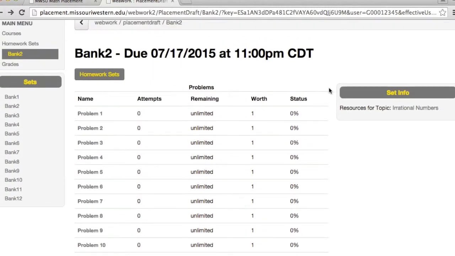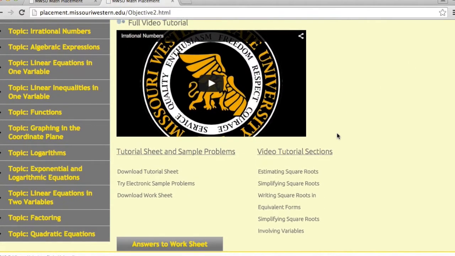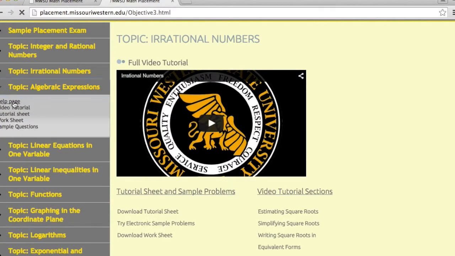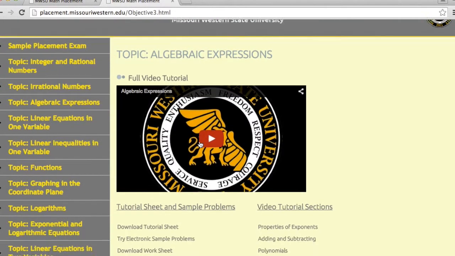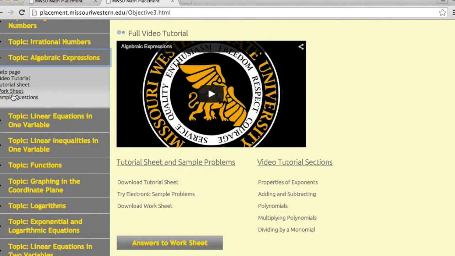Each one of these banks has a link back to the resources that are available. And you can go from topic to topic and see that we have all these resources available.